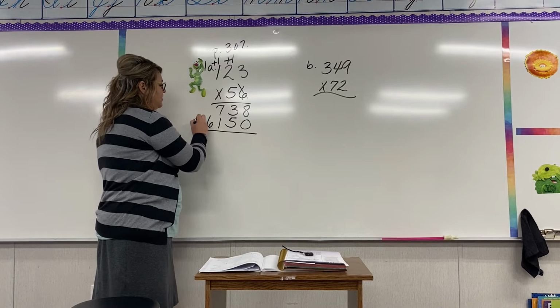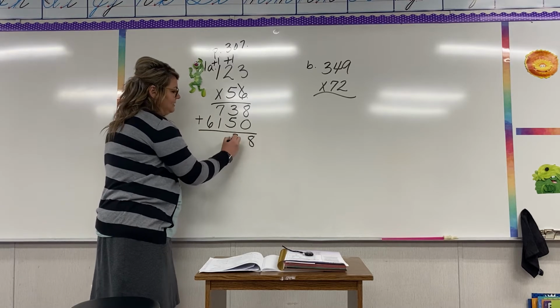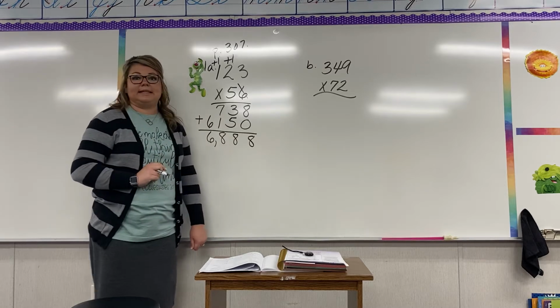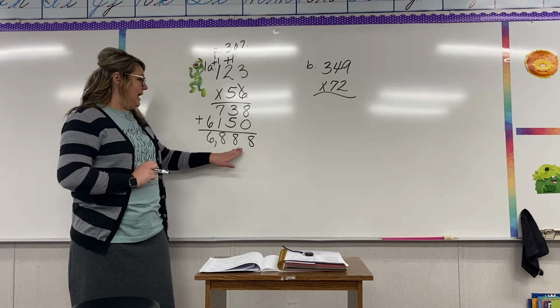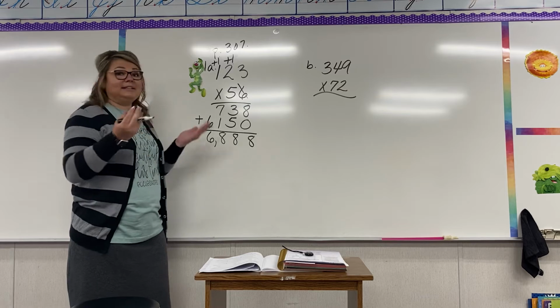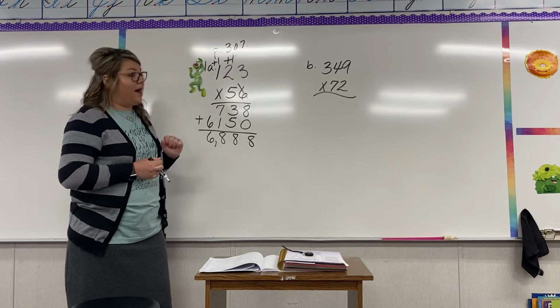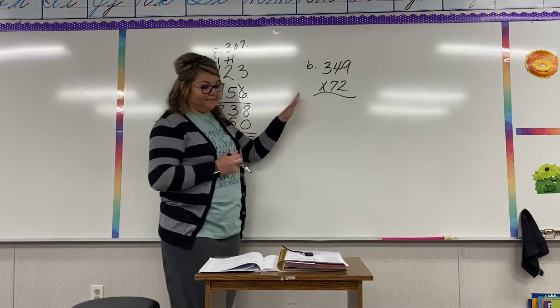Now we are ready to add. So 8, 8, 8, and 6. So my answer is 6,888. And so that is how we multiply with 3-digit factors on top. All right, so let's go on to B.